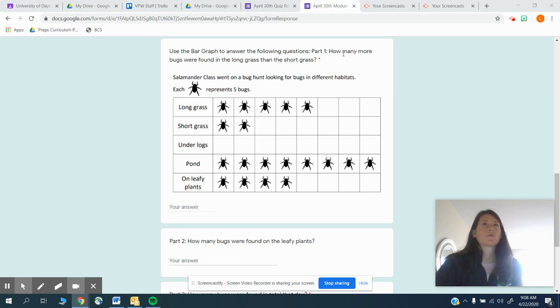What am I going to do to those two numbers? If it says how many more, what will I do? Yeah, you need to subtract. So you would do 25 minus 10, which is 15. So your answer on this one should have been 15.